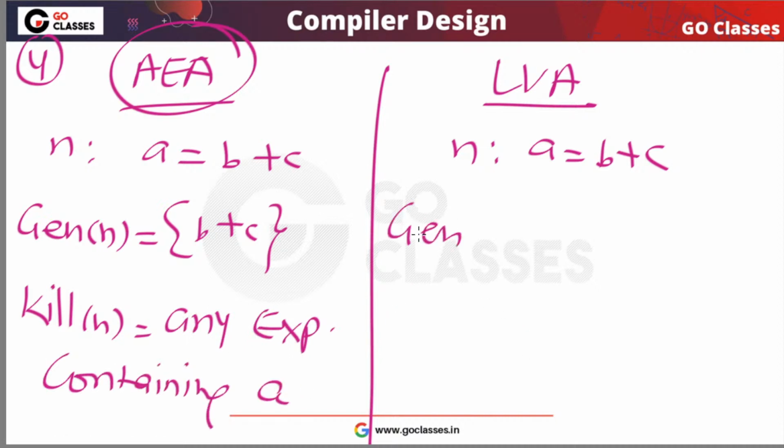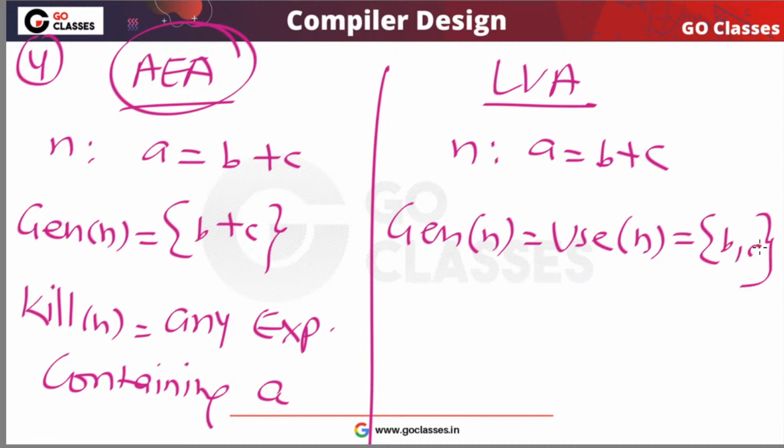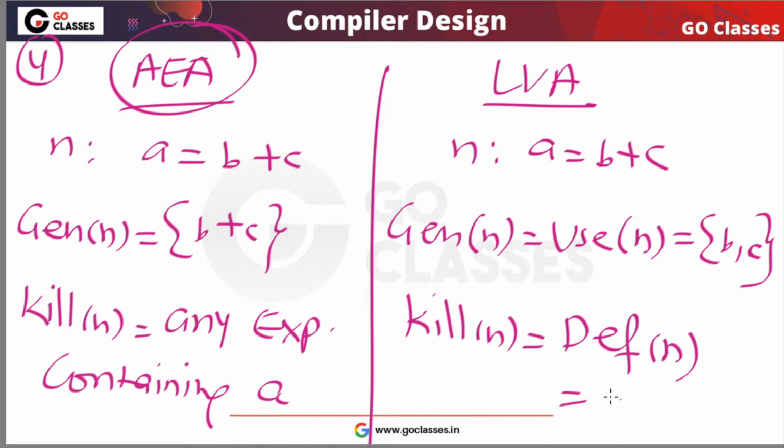Tell me what is generated here in live variable analysis. Generated means use. I told you generated means use. So what is generated here? B, C, these variables. And what is killed here? Killed means def. What is killed here? A is killed. Okay, agree? So these are some of the differences.